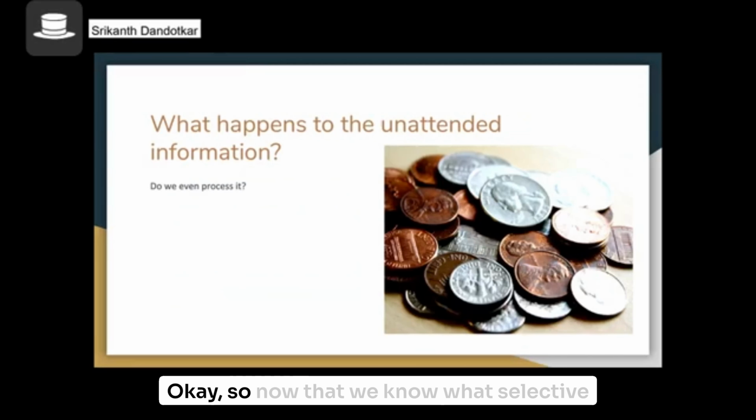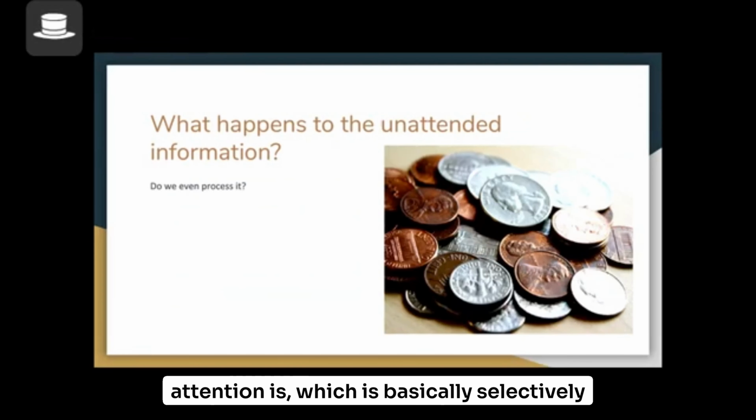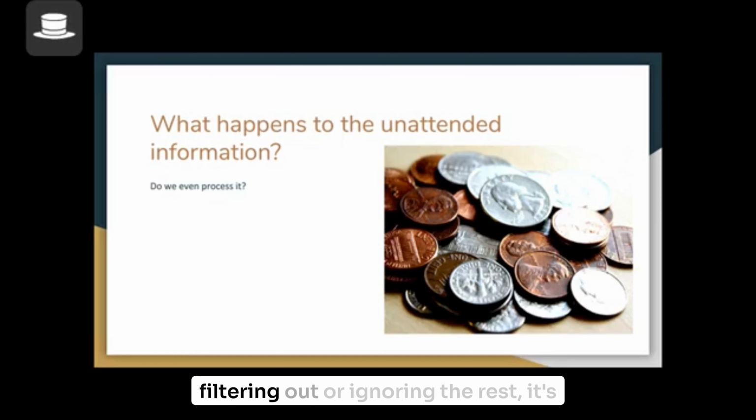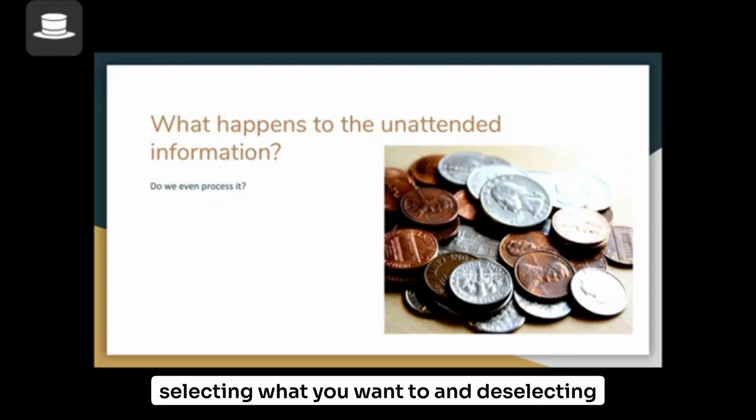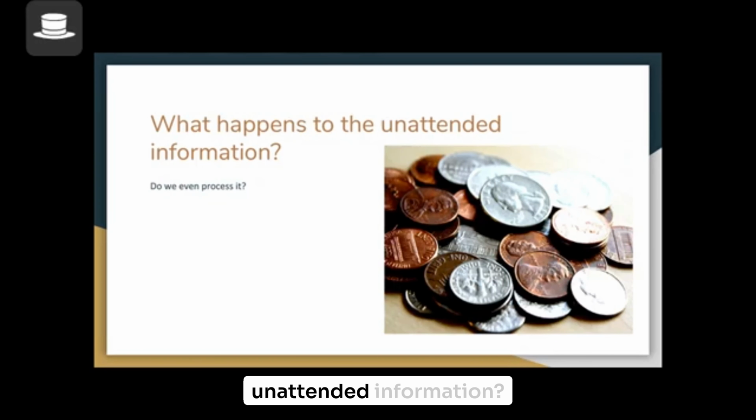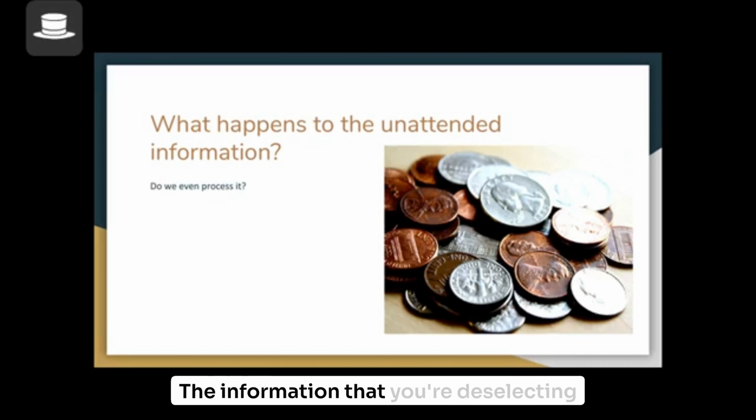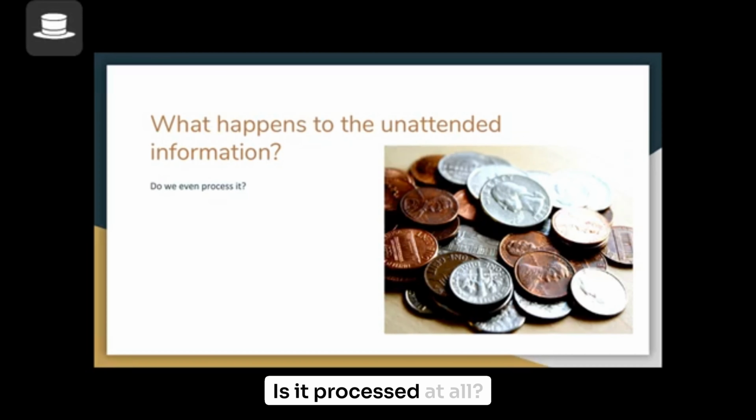Okay, so now that we know what selective attention is, which is basically selectively focusing on a part of the stimulus and then filtering out or ignoring the rest. It's basically selecting and deselecting, selecting what you want to and deselecting what you don't want to. Now here's the question: what happens to the unattended information? The information that you're deselecting, is it processed at all?